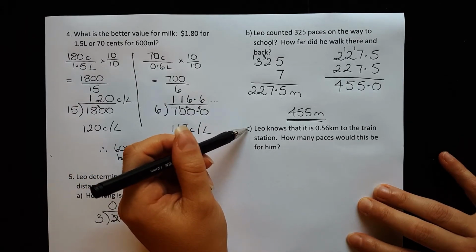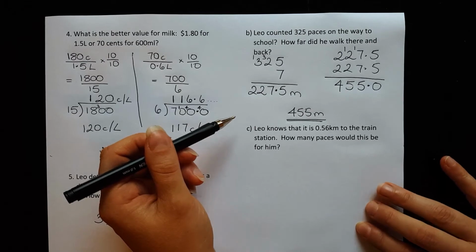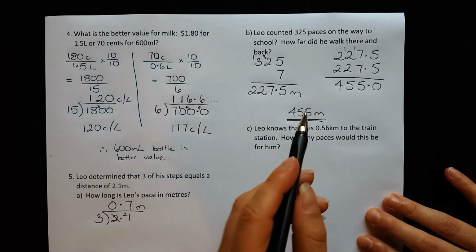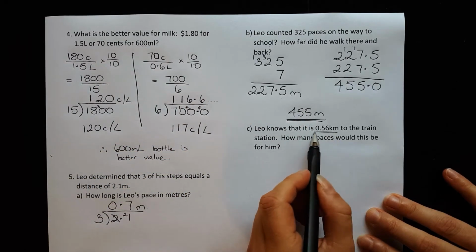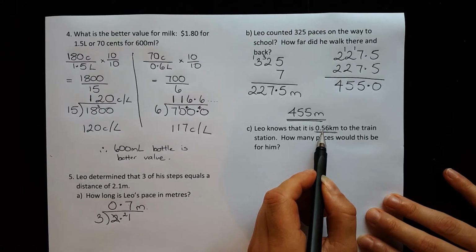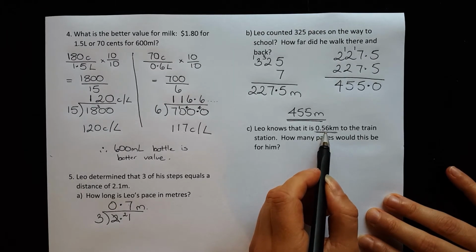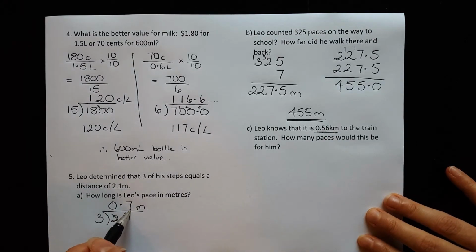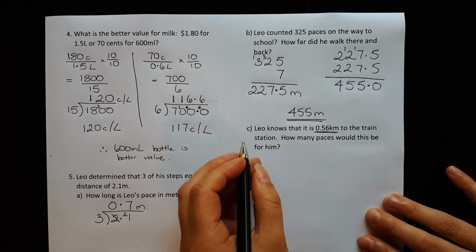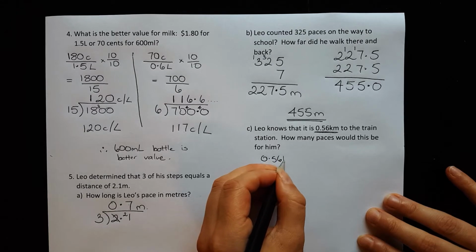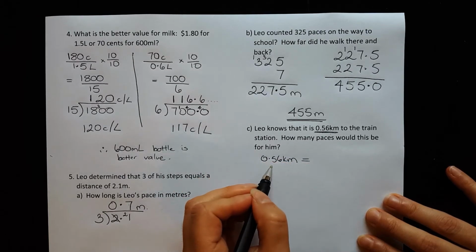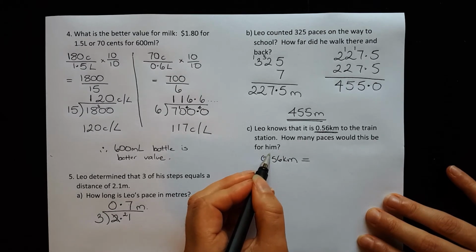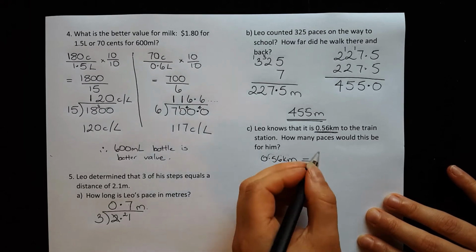Last thing here in part C, Leo knows that it is 0.56 kilometers to the train station. How many paces would this be for him? Okay, so we want to work out how many steps there are in 0.56 kilometers. Before we do anything, we need to know what this is in meters, because we can't have our distance in kilometers, but his step measurement is in meters. So let's change this into meters. Remember that there is 1,000 meters in a kilometer. So we have to times this by 1,000, which is 3 zeros, so 3 jumps. So 1, 2, and the third jump will have to be an extra 0 on the end.